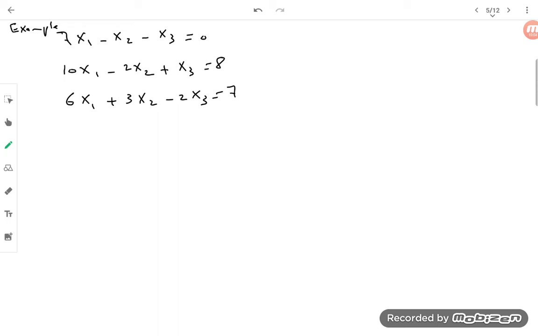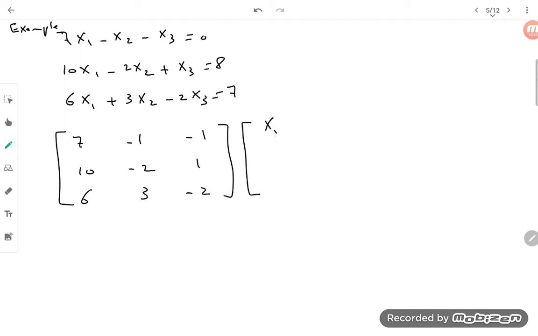So first of all, we have to convert the system of equations into matrix notation. So matrix A will be 7, -1, and -1; 10, -2, and 1; 6, 3, and -2. So this is matrix A. This is multiplied by vector x, x1, x2, and x3, equal to vector D: 0, 8, and 7.